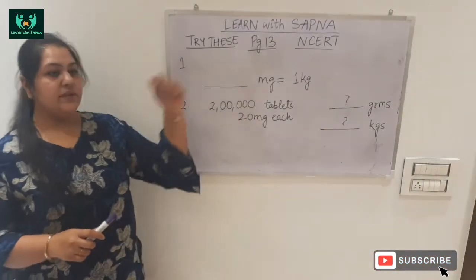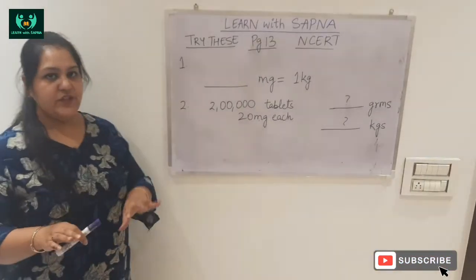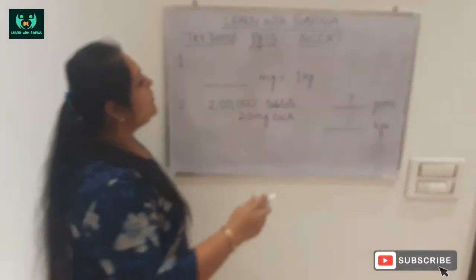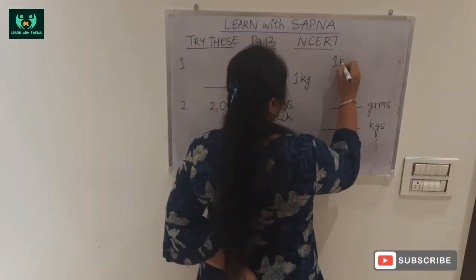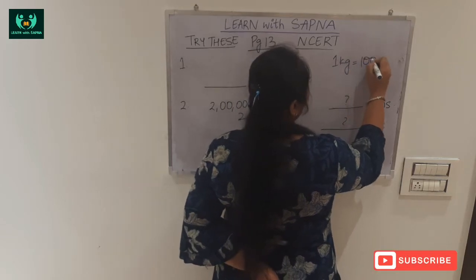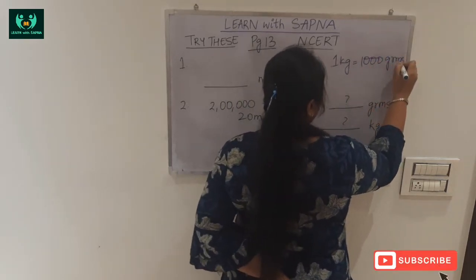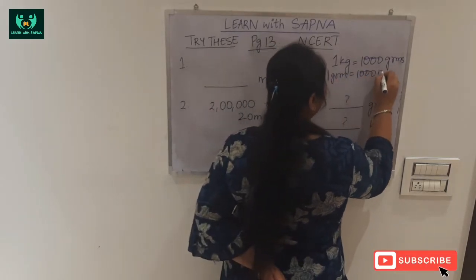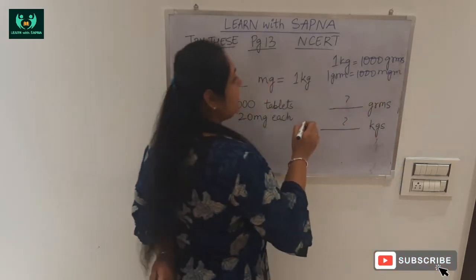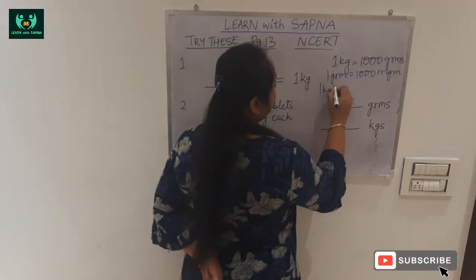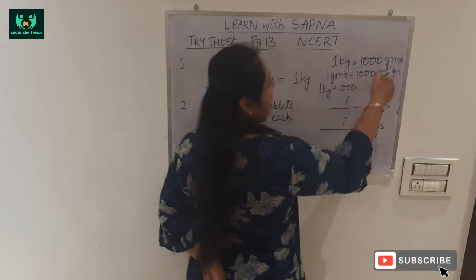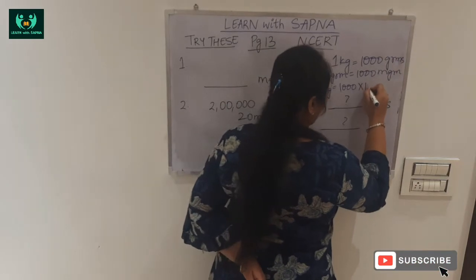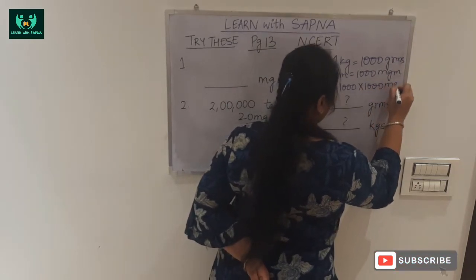Let's come to page number 13. Try these exercises. It has two questions. How many milligrams will make 1 kilogram, right? So we know 1 kilogram is equal to 1000 grams and 1 gram is equal to 1000 milligrams. So what will happen? 1 kilogram will be equal to 1000 grams and 1 gram is equal to 1000 milligram. So in place of grams we will write 1000 milligram.